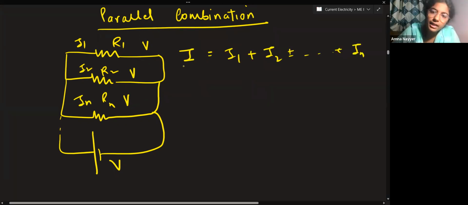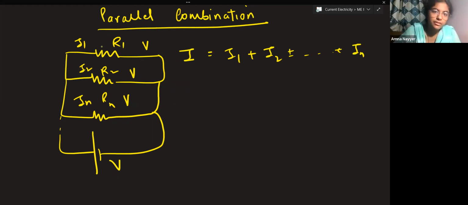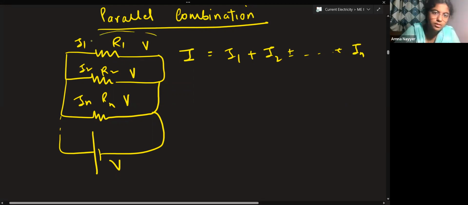Now, if I is the current over here, just tell me, across this branch, what should be the value of current I1? What should be the value of I1? I should write using Ohm's law.